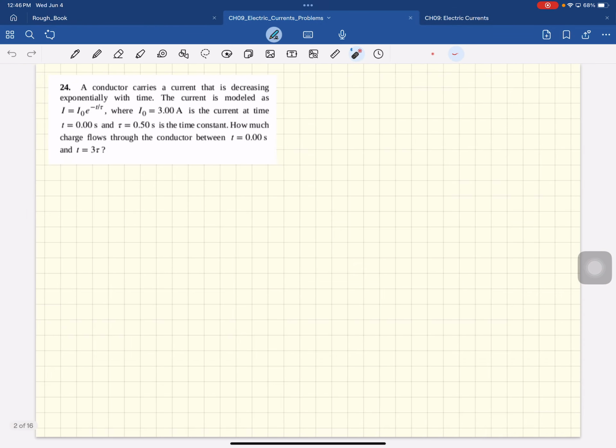All right, so this problem says a conductor carries a current that is decreasing exponentially with time. The current is modeled as I equal to I naught. So the current in this thing is I naught e to the power minus t by tau. This is called the time constant, and what that tells you is that's the time over which things change.